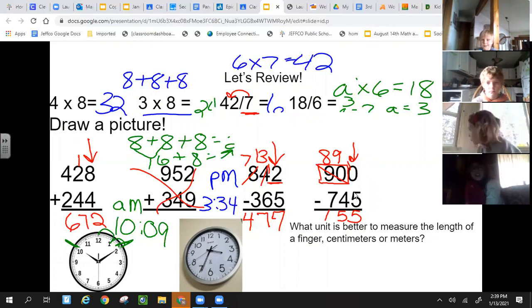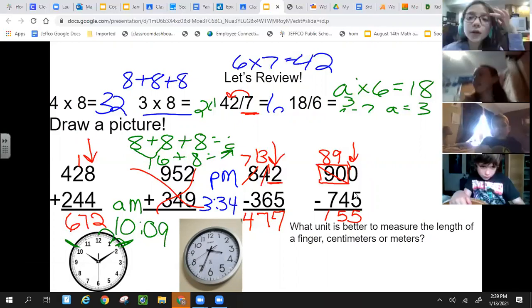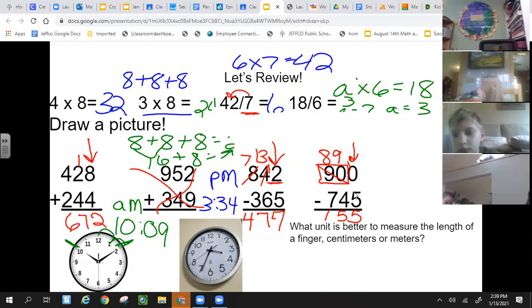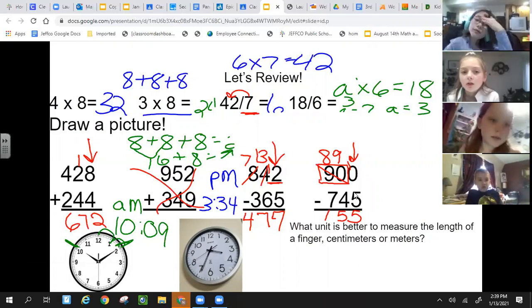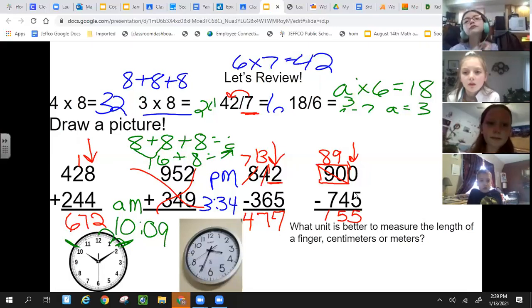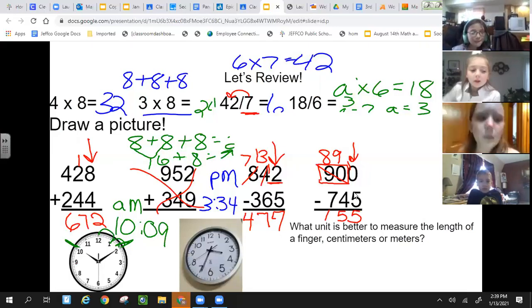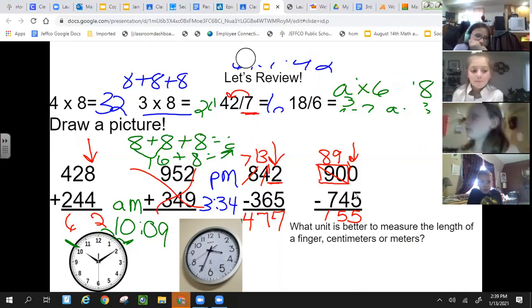So you definitely want to use what, August? Centimeters or meters to measure the length of your finger? Centimeters. Very good. You want a smaller unit if you're measuring the length of something that's not very long. All right.